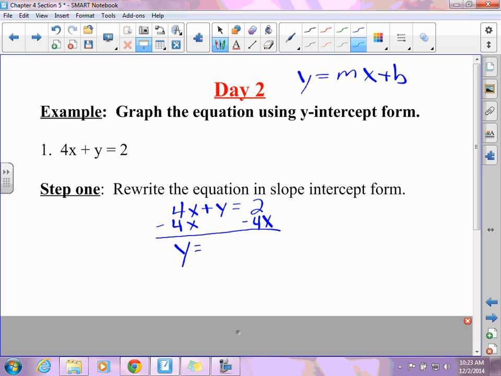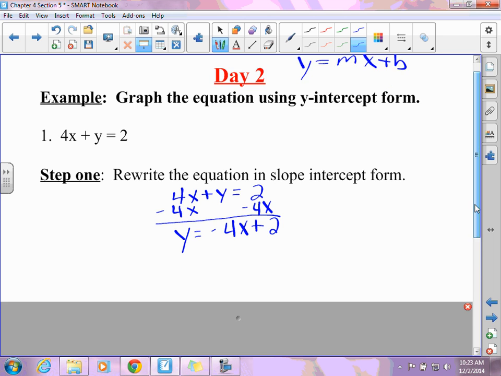Negative 4x plus 2. I want the negative 4x first. It needs to come first. It wants to be the line leader. All right, is there anything else that I need to do with this equation? No, there's nothing else to do. So I'm going on to the next step.